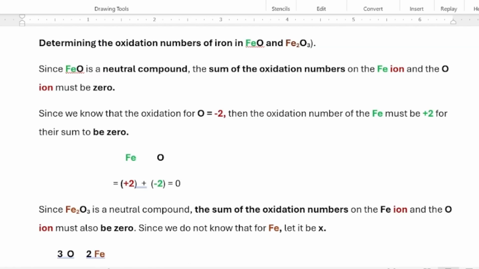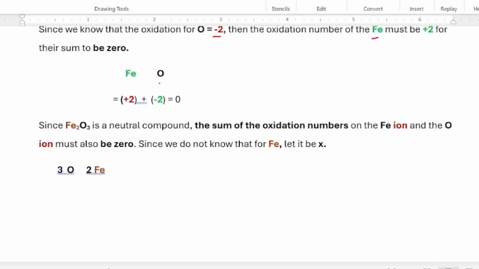Now we shall use these guidelines to find the oxidation numbers of iron in iron(II) oxide and in iron(III) oxide, and to speak about their relative oxidation states. Since iron(II) oxide is a neutral compound, the sum of the oxidation numbers on the iron ion and the oxygen ion must be 0. Since we know the oxidation number of oxygen is -2, then the oxidation number of iron must be +2 for the sum to be 0. Neutral compound, this is -2. For that to be 0, this must be +2.